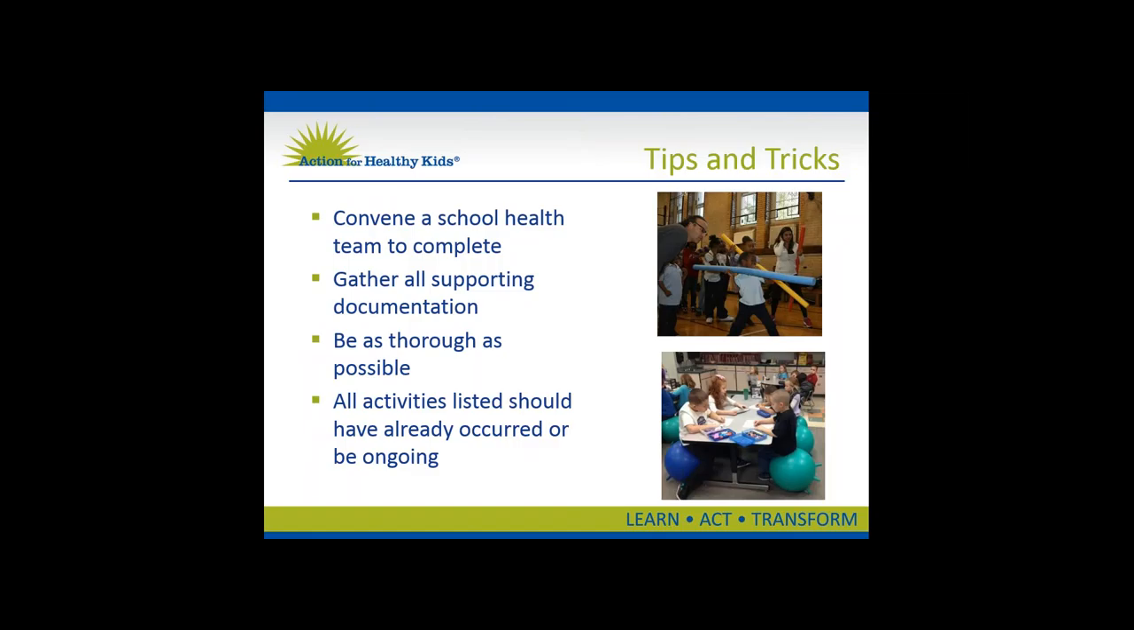Some quick tips and tricks for this section of the application. It requires quite a bit of documentation from multiple people, so we recommend you convening with your school health team once completing the parts that you've filled out as a food service staff. You can also gather all supporting documentation. So for example, as I mentioned, the certificates, as well as you'll need your wellness policy and the Smarter Lunchroom scorecard and all your Smart Snack calculator labels. And then be as thorough as possible as you fill out the application. As a food service staff, you will be more knowledgeable at the food service component, so be sure to connect with your PE teacher or school administrator to help complete other areas.